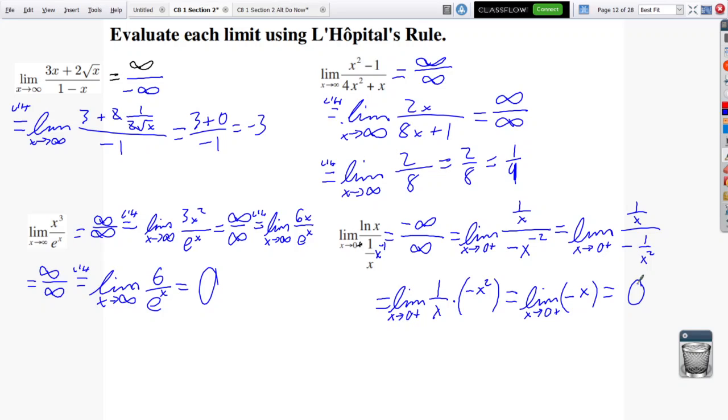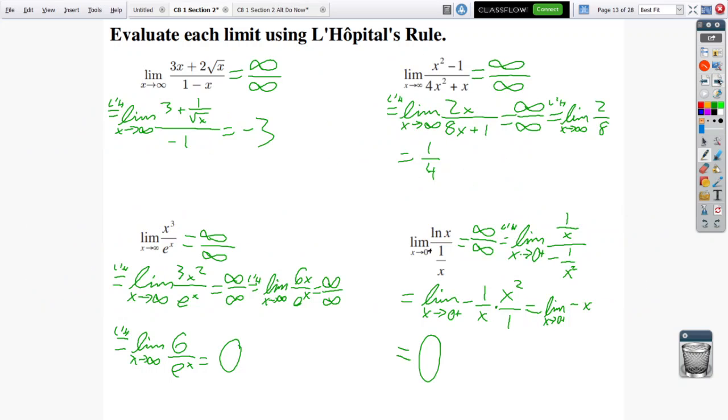Another, yeah, that's pretty cool. I don't know, it just makes me feel fun. It makes me feel alive to be doing L'Hopital's rule.